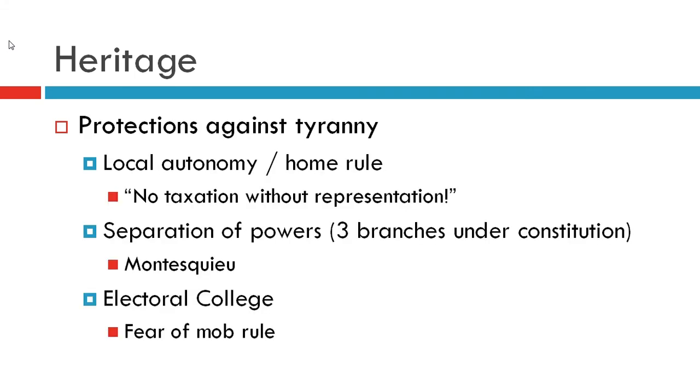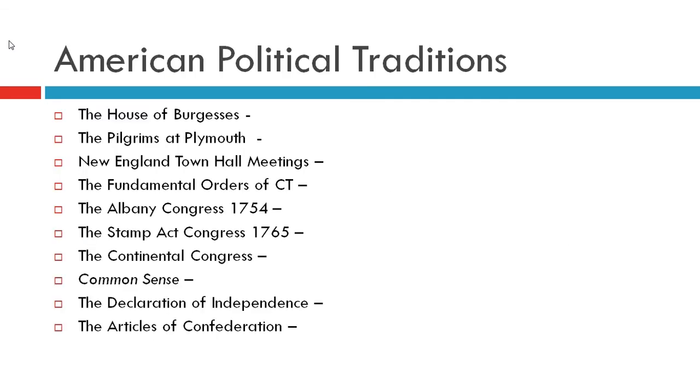Another example of American political heritage would be our protections against tyranny, sort of our emphasis on local autonomy and home rule. Again, the cry of no taxation without representation, politicized, an economic concern. And I already spoke of the separation of powers, thanks to Montesquieu in his writing, and the Electoral College, again, sort of protecting against the government itself and protecting against the fear of mob rule or the sort of too much democracy. I would encourage you to consider this brief list when thinking about continuity and change in the American political tradition.